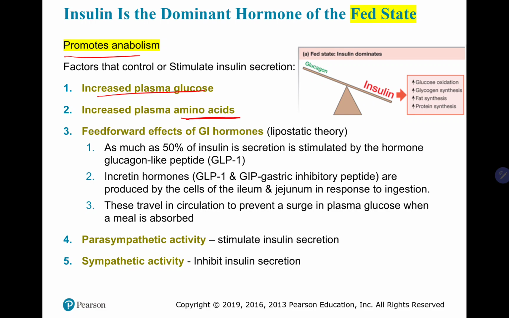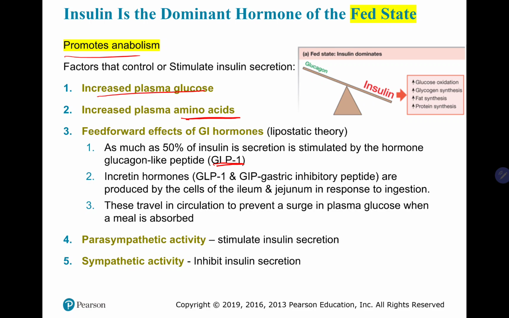So insulin will be released when there's a lot of sugar and a lot of amino acids in the blood. The other factor that will stimulate insulin secretion is the feed-forward mechanism, the effects of the gastrointestinal hormones. Recently it's been shown that as much as 50% of insulin secretion is stimulated by the hormone glucagon-like peptide 1. That's this one right here.